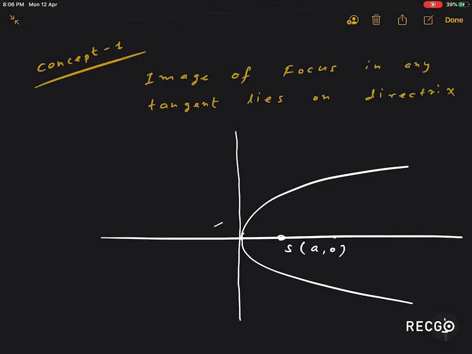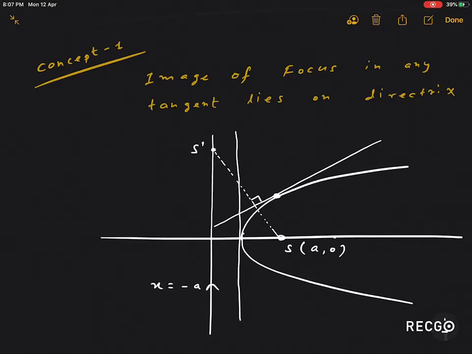Now suppose that this is the tangent of the parabola. Let us say any random tangent. It's not necessary that it is any particular tangent, because this concept is true for all tangents. Now if I take the image of this focus S with respect to this tangent, we know that if we place a plane mirror along the line of the tangent, the image of this focus S shall be, let's say, S dash.